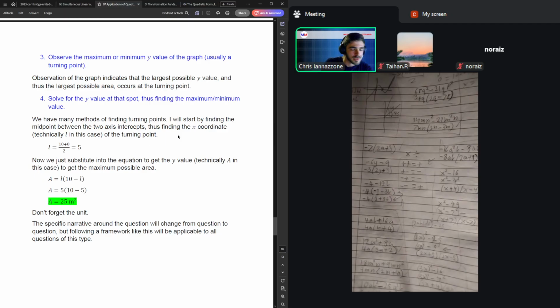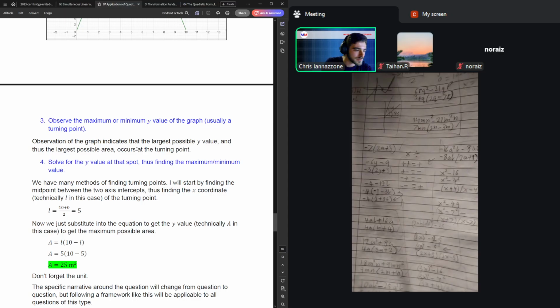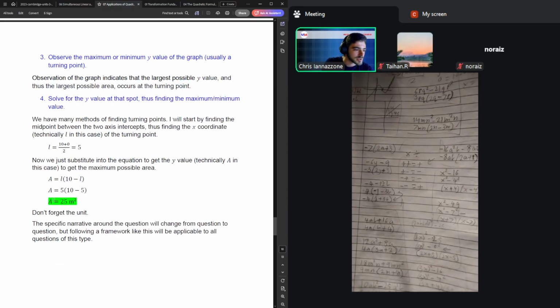Alternatively, you could use the axis of symmetry, if you really wanted to. You could complete the square to get your turning point form, which wouldn't be that bad of an idea because you do end up needing the y value anyway. But the fastest is still just going to be, yep, midpoint's there at 5, shove that back into your area equation, and you'll get your area that you're looking for.